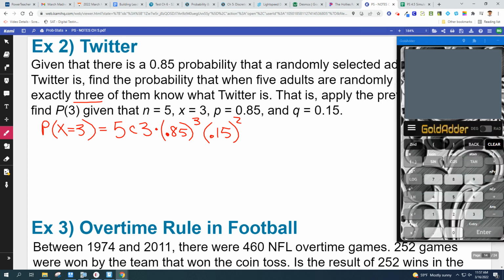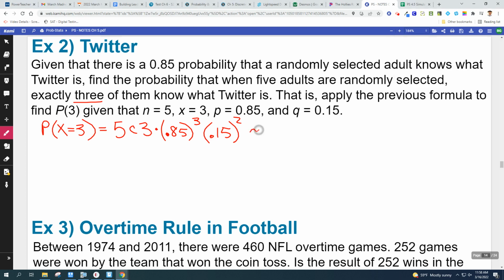That is the formula. So if you're typing this in according to the formula, you'd say 5 choose 3 times 0.85 to the third times 0.15 to the second power, and we get that. Okay, now I like 4 decimals, so 0.1382 or so.